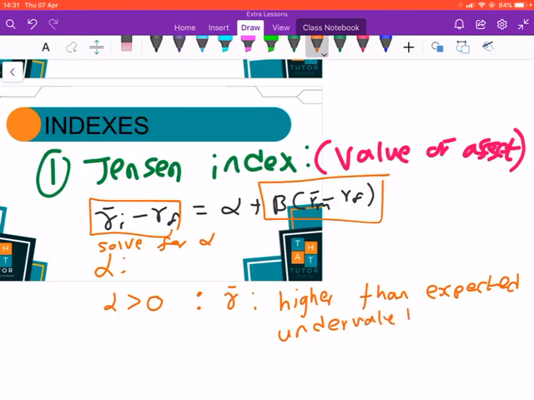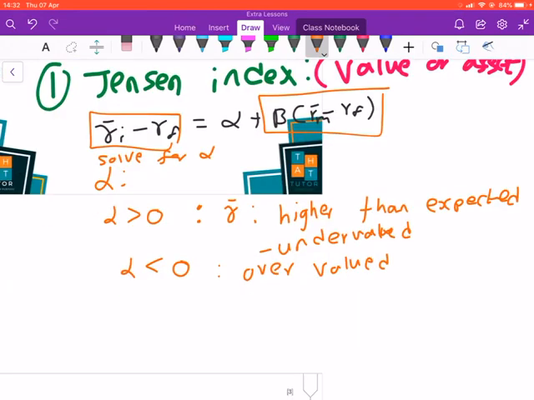And if alpha is less than 0, then it simply means that the asset is overvalued, right? Because the returns are lower than expected. The price that you pay should have been lower, not the one that we are currently paying.